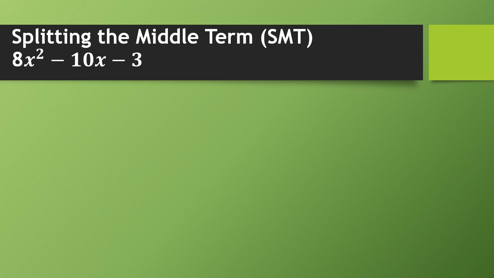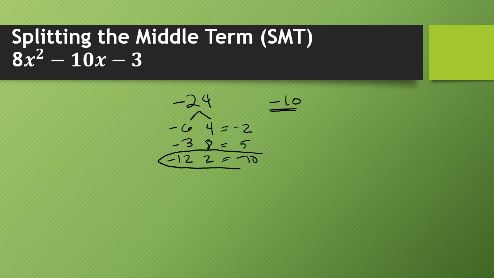All right, welcome back. I'm going to work through this pretty quickly. If I take 8 times negative 3, I get negative 24. I need a negative 10. So if I look at 24, 24 could be 6 times 4. But I need one of those to be negative, so that's going to give me a negative 2. I could use 3 times 8, and if one of those is negative, that's going to be 5, so that doesn't help. I could use 12 and 2. That's looking pretty good. I need a negative 10, so I'm going to make my 12 negative. So I'm going to use negative 12 and 2 when I split my middle term.